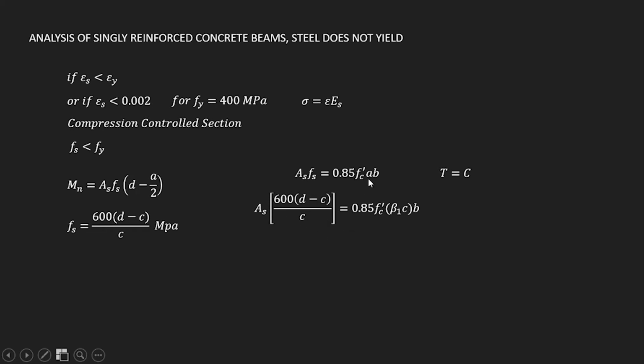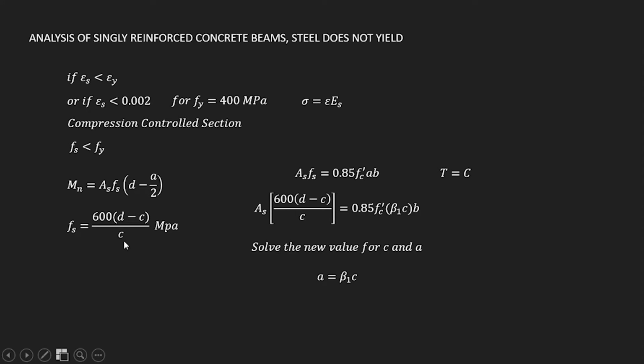And for value of a, yung gagamitin natin is beta 1 c. Tapos, after equate natin yan, we will solve the value for c and the value for a. So, para makuha natin yung value for a, that is only beta 1 c nga. And after that, i-recompute natin yung new value for Fs, itong formula.